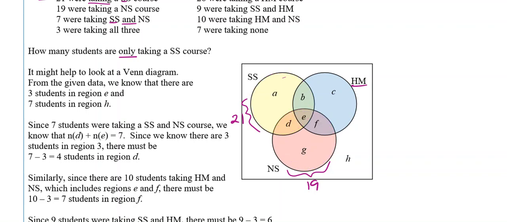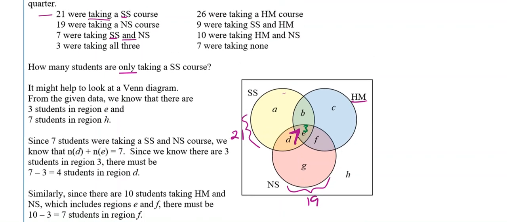Okay, so let's write 7 more toward the middle, maybe even overlapping, to remind yourself that it's actually both those spots. Okay, 3 are taking all 3, so that's going to be in the middle. That's where all 3 of them overlap. Can you see that it would be right in that one?